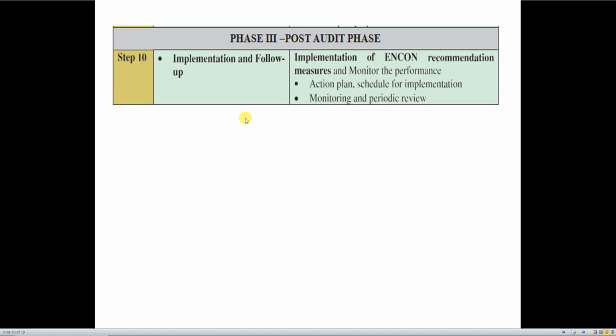Suppose the audit started in January and the audit finished in May, then within June, July, August, September, within 3 to 4 months you have to visit the industry in a periodic manner, so that you can check whether the implementations and the control actions that were given are being followed or not. This is step number 10, which is very important, that is the post audit phase. This is nothing but checking whether the implementation is happening or not. So this is what we are going to see today.